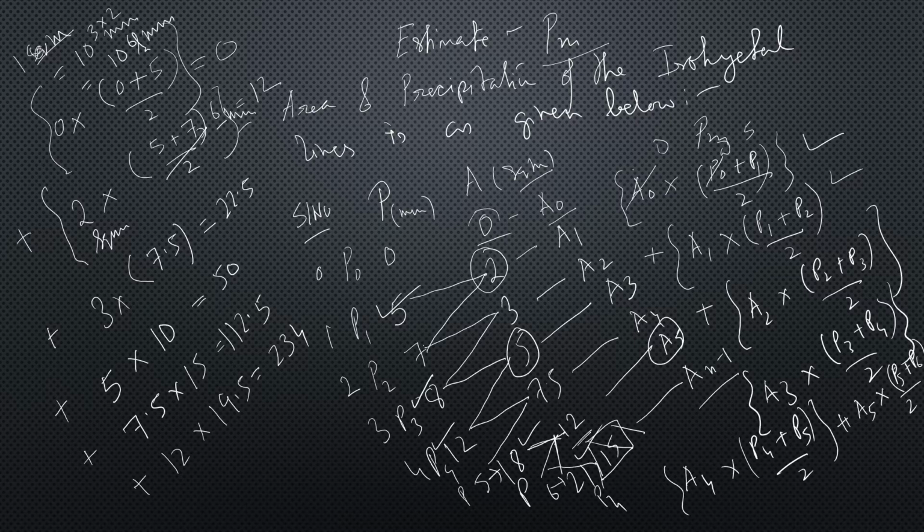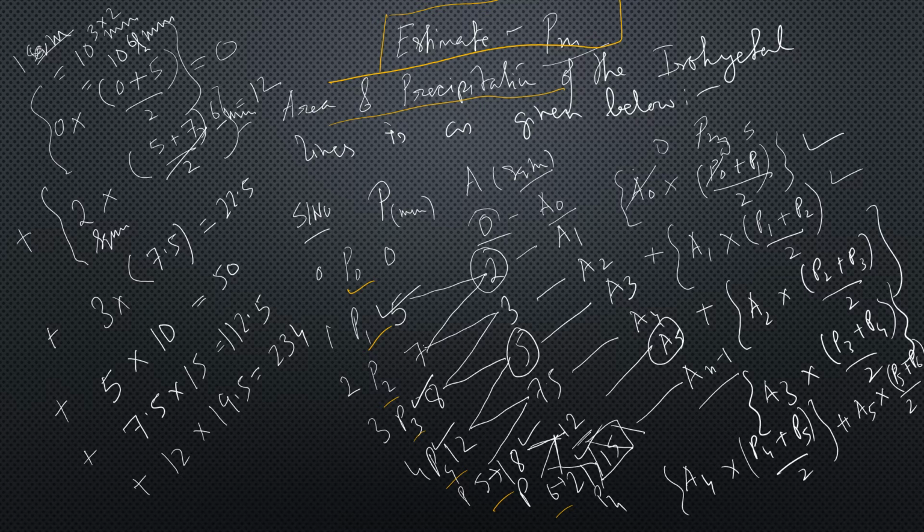So let us take some numerical example of estimating mean precipitation of a watershed with the help of Isohyetal lines. So this is to estimate Pm if the area and precipitation of the Isohyetal lines is as given below. So here you see P0 is given, P1 is given, P2 is given, P3 is given, P4 is given, P5 is given, P6 is given. Correct? And also P7 is given.